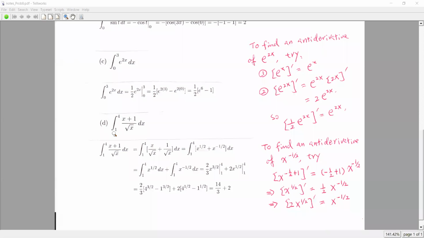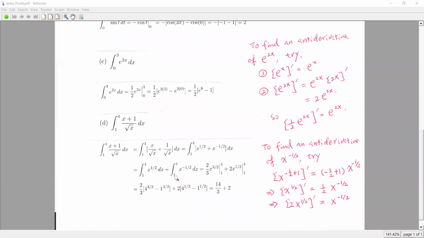Part D, compute this integral. The function in this integral is a little complicated, and I want to simplify the function. I write the fraction as a sum of these two fractions. The first term in power is x to 1/2. The second term in power is x to negative 1/2. Then apply the summation rule. I have this equation.